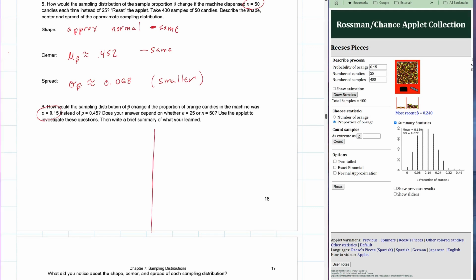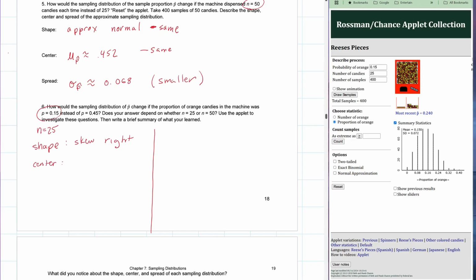And again, we're going to do this when n is 25. In terms of shape, I don't think it's normal again. I think there's a slight skew right behavior that we can see. See that little bit of tail there? It's not symmetric anymore. It's skew right. Well, what about the mean? What about the center?